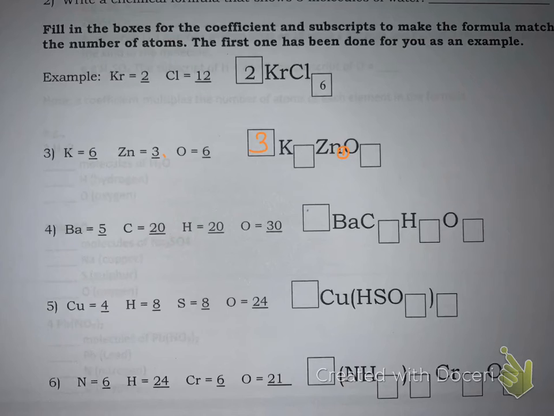Now, let's figure out what goes here. You have a total of 6 potassiums. 3 times what equals 6? That's going to be a 2. And then, same thing with the oxygen. Total of 6. 3 times what equals 6? And that would be a 3. I'm sorry, a 2.